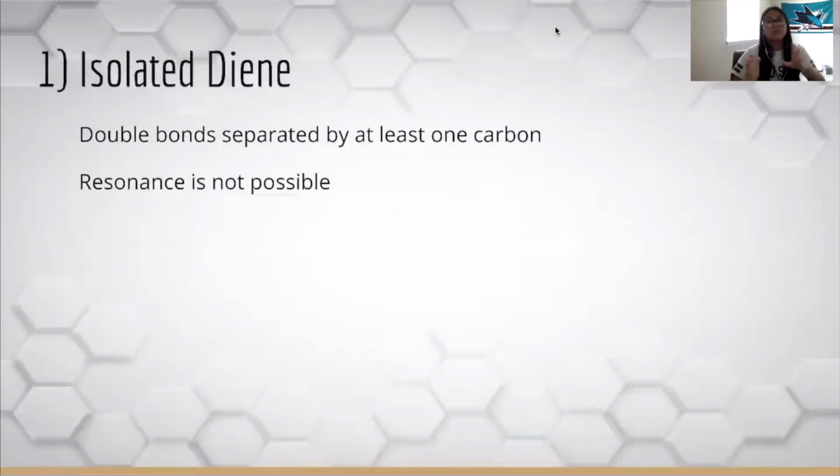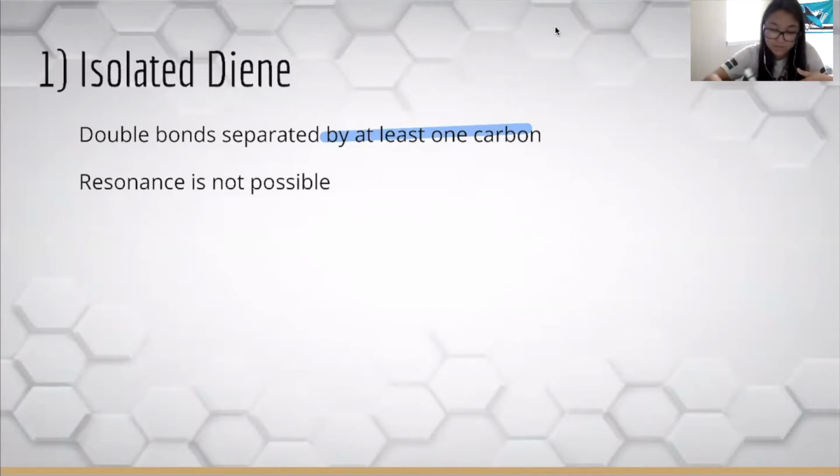So now we're going to go into the types of dienes that we have. The first one is an isolated diene. With an isolated diene, the double bonds are separated by at least 1 carbon, and I'm really emphasizing at least. They don't have to be separated by just 1, but if there's at least 1 carbon separating the double bonds, then it is an isolated diene. Because the double bonds are separated by at least 1 carbon, they are too far apart to do resonance.